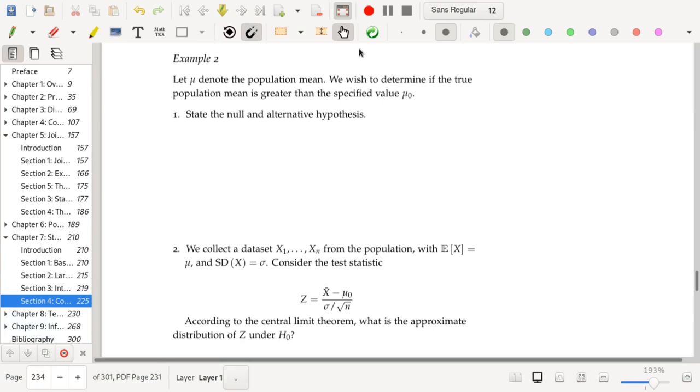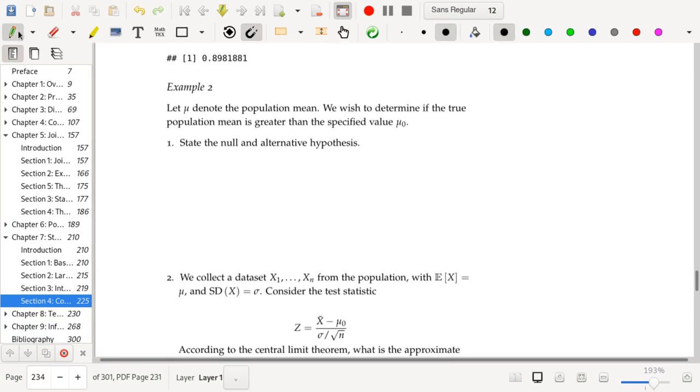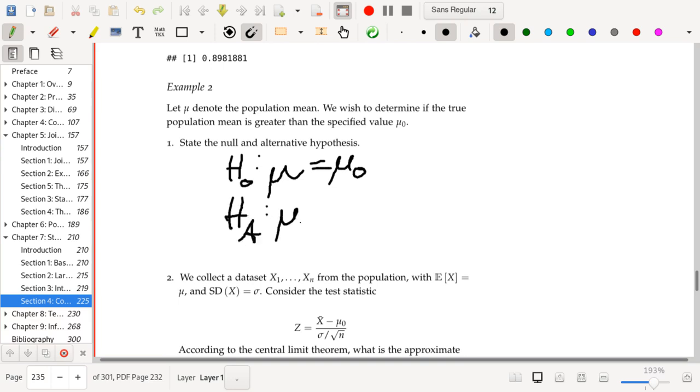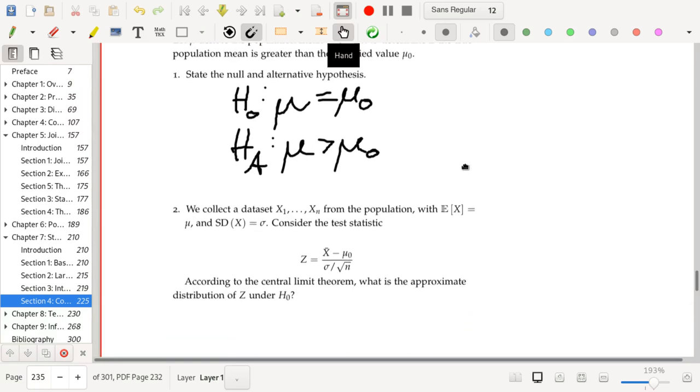Let mu denote the population mean. We wish to determine if the true population mean is greater than the specified value mu naught. State the null and alternative hypotheses. The null hypothesis says that the true mean is equal to mu naught. The alternative hypothesis is that the true mean is greater than mu naught. All right, so that's part one.